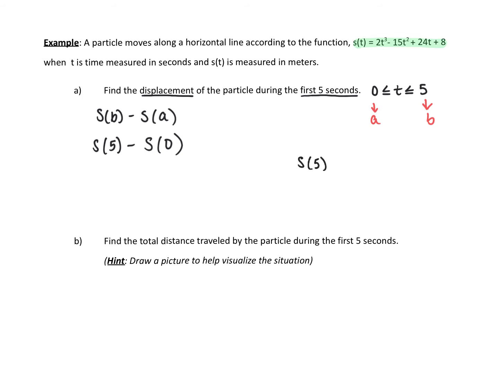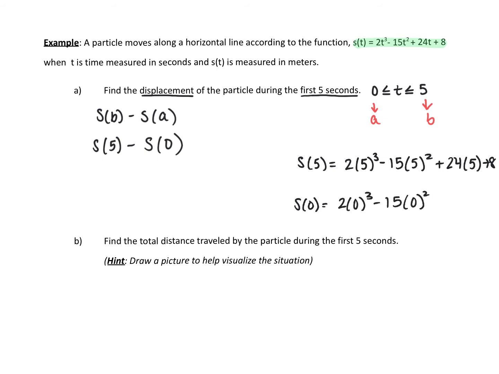So S of 5 would be 2 times 5 to the third minus 15 times 5 squared plus 24 times 5 plus 8. And S of 0 would be 2 times 0 to the third minus 15 times 0 squared plus 24 times 0 plus 8. So whichever method you're going to do, whether you're going to plug it into the y equals or substitute here, take a minute, pause the video, try it, and then hit resume when you're ready for the answer. Okay, so for S of 5, I got 3.